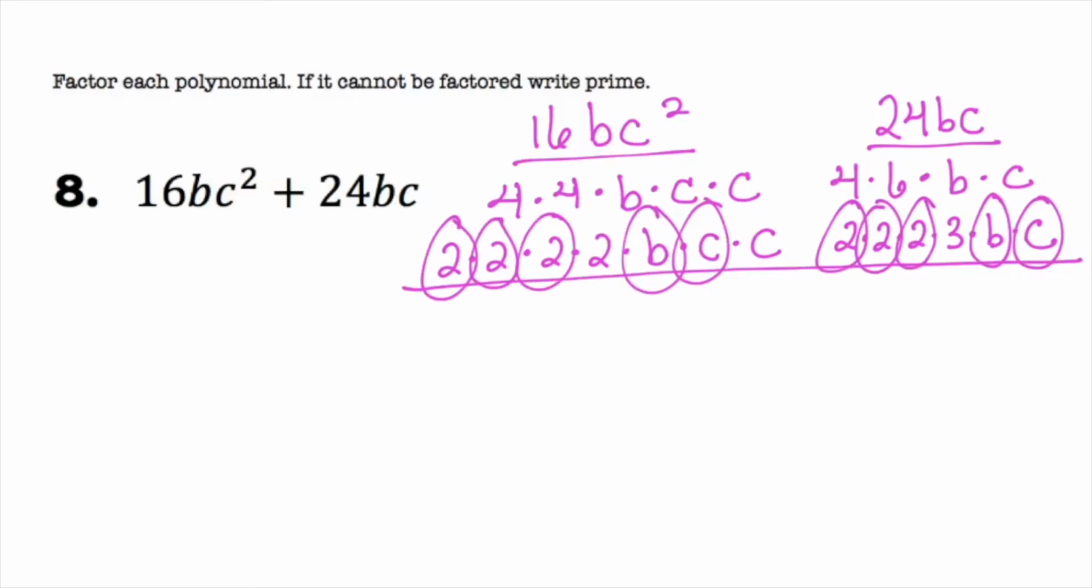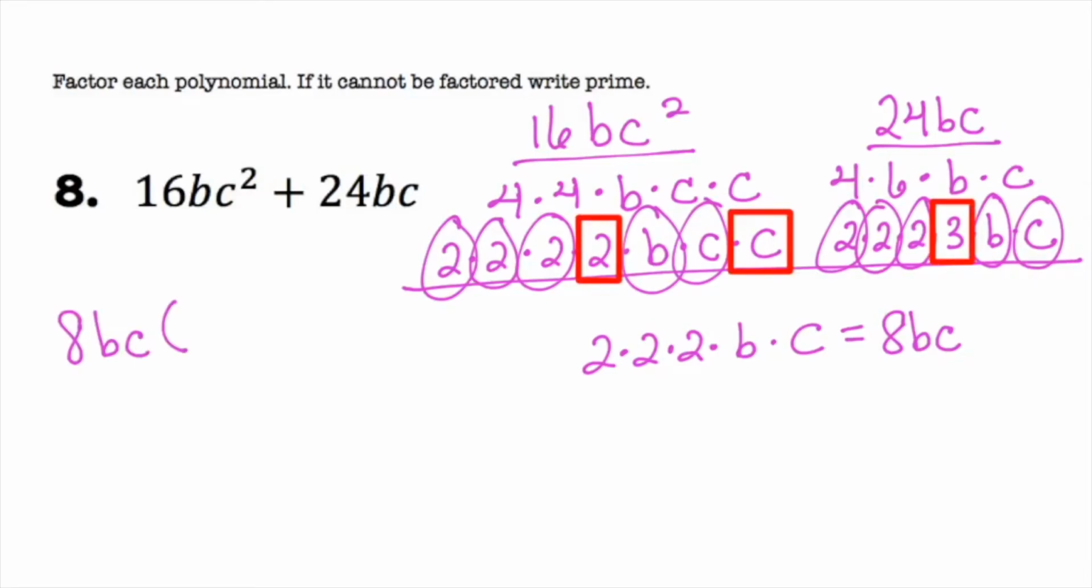So there's 3 2's that are in common, there's a b, and there's a c in common. So when we multiply that back together, 2 times 2 times 2 is 8. B and c would just be bc, so 8bc is your GCF. Put that out front. What's left behind is a 2 and a c on the left-hand side. So if we multiply that back together, you get 2c. And we have a 3 on the right, so that's a plus 3 on the right-hand side.